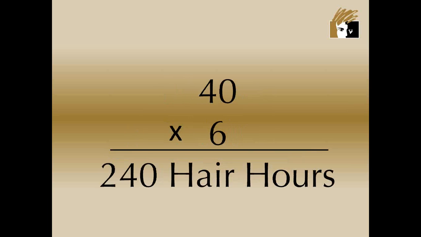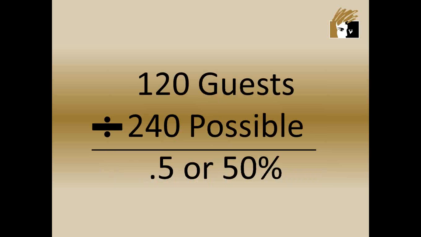So the next slide is going to show us for a salon that's open 40 hours a week and they have 6 chairs, that would mean that they have 240 hair hours available every week in their business. Any questions on that or anything, you can send them in to Brian. Now, we're going to talk about the amount of guests in an example.